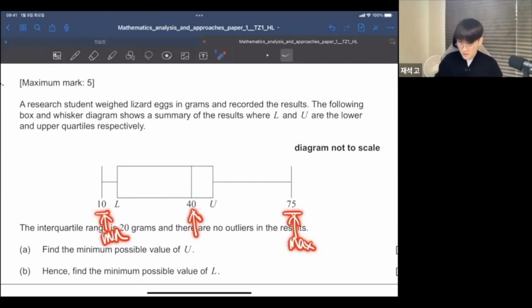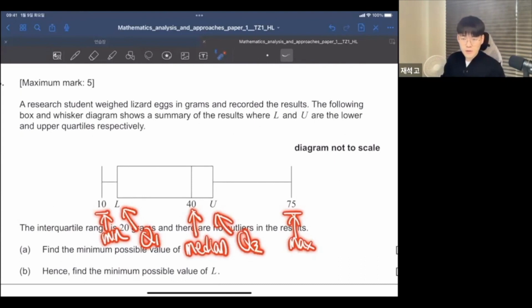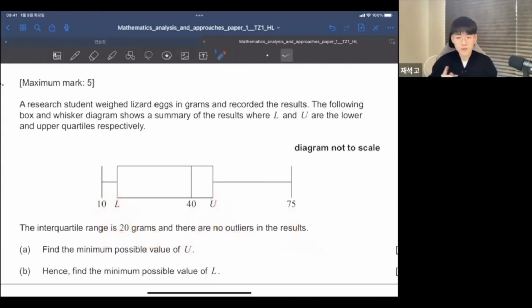By the way, you can't calculate the average with just the box plot. This is the median. What are these? We can shorten this and call it L for lower quartile, or we can also write Q1. And for this, upper quartile or Q3, they mean the ones located in the bottom 25% and the ones located in the top 25%. We don't know Q1 and Q3 right now.